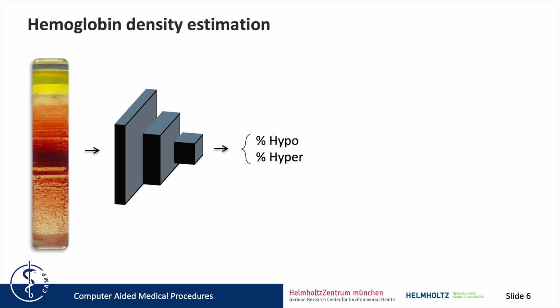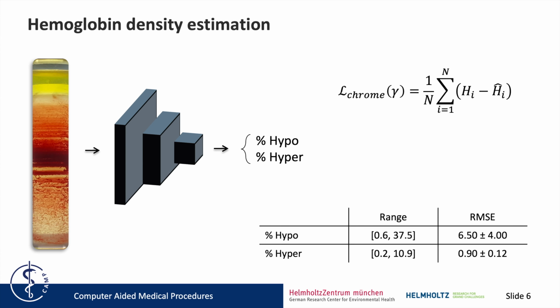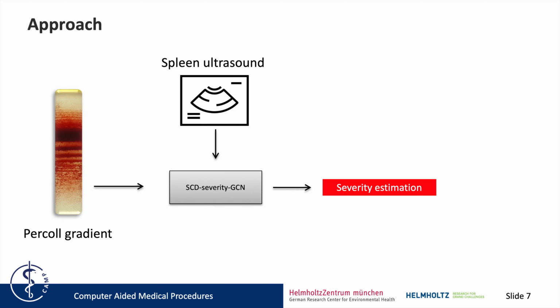Since we are aiming for an affordable and versatile solution, we decided to estimate the hemoglobin density directly from the Percoll images and avoid depending on expensive lab equipment. For this purpose, a convolutional neural network is used for regression on those two values. We used mean square error loss and achieved an RMSE of 6.5 for the percentage of hypochromic cells and 0.9 for hyperchromic cells. So now our approach to estimate the severity of the disease only depends on the Percoll image and the size of the spleen, obtained and reported through an ultrasound examination.